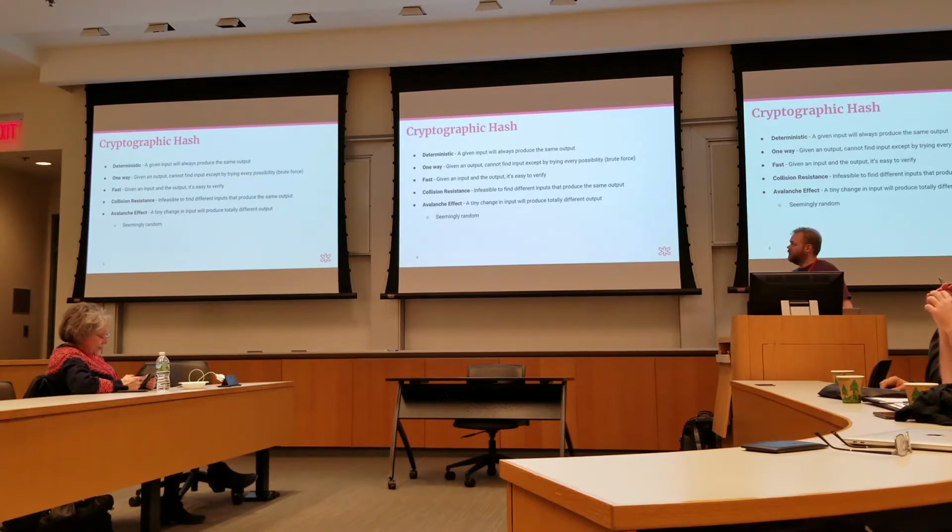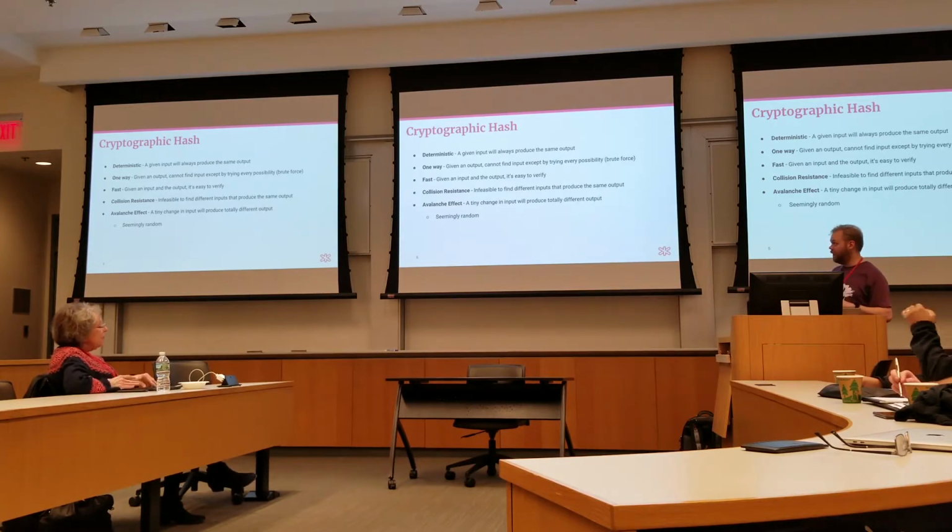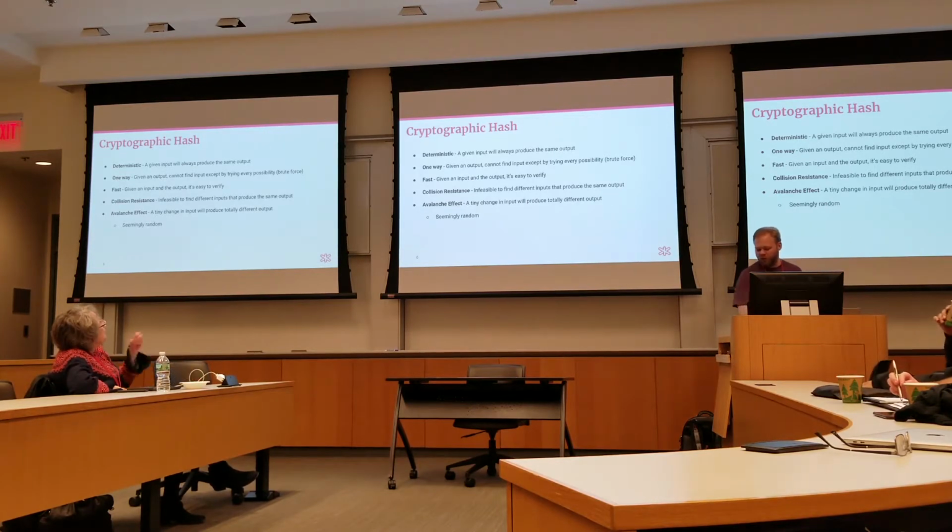Collision resistance. We just talked about collisions: when two different inputs produce the same output. So for cryptographic hashes, we want this collision resistance, as in, it's very, very difficult, if not impossible, for you, the attacker, to produce two different inputs that are going to produce the same output. Or if I give you one input and its output, you can't figure out some other input that's also going to create that same output. Then the avalanche effect is a cool chaos theory thing.